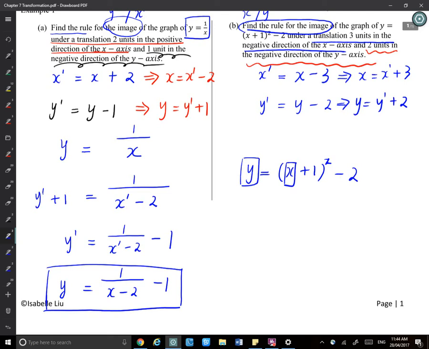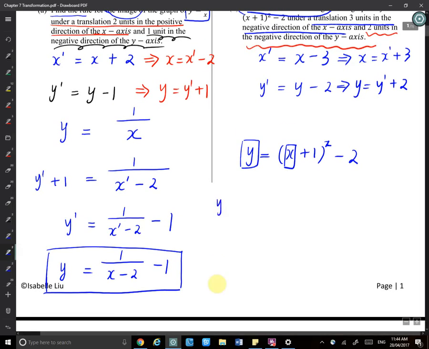Let me repeat: why do we need to rearrange this equation? Because I have x, y in this equation and I need to substitute x dash, y dash into the old equation. So I need to have x, y as the subject. To replace y, I have y dash plus 2. To replace x, I have x dash plus 3. But don't forget, you still have the plus 1 here, squared, minus 2. That's replaced.